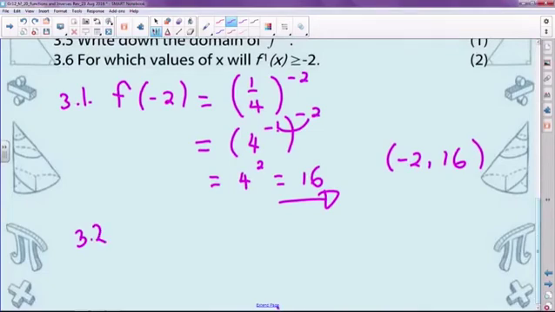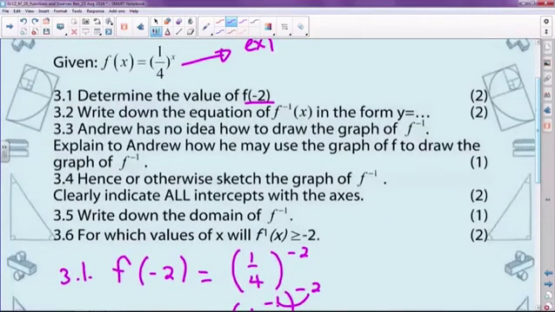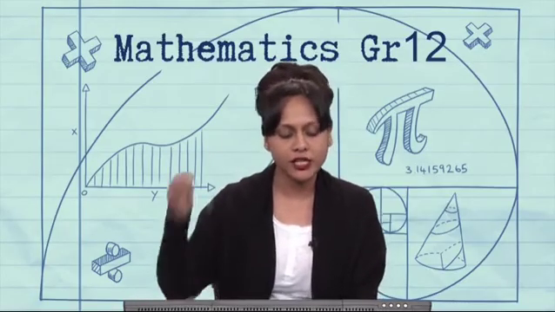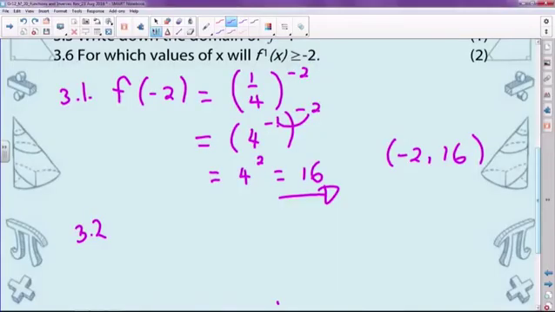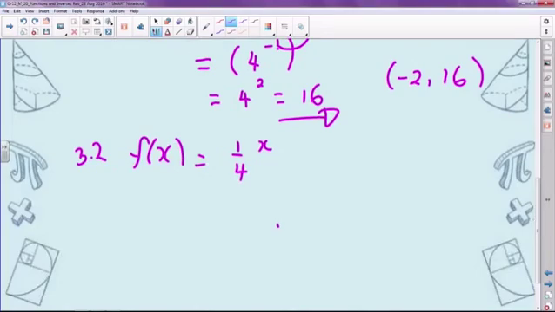Question 3.2 says, write down the equation of the inverse of f of x in the form y is equal to. So we're now looking for the inverse graph. Remember, how do we find inverses? We swap the x and the y values and then we solve for y. All right? So applying that to this, we see that initially, and these are things that should be going on in the back of our minds, we are dealing with a decreasing exponential graph. Okay, so therefore its inverse should be a decreasing log graph.